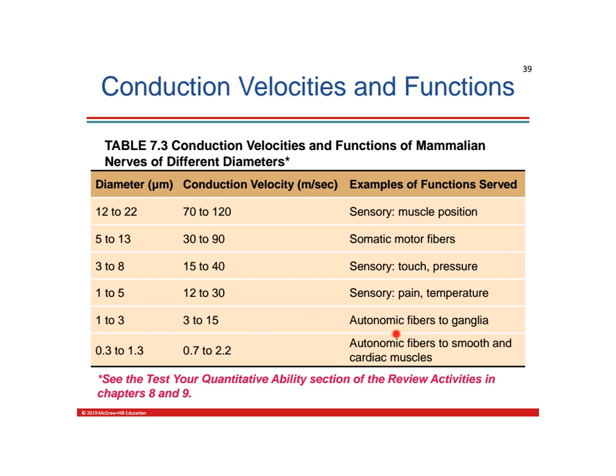The slower would be autonomic fibers moving to ganglia. So remember, the autonomic nervous system is involved in a lot of involuntary processes such as sweating, movement of food through the GI tract, things like that. These processes don't have to be that fast. So they might have a conduction velocity of only 3 to 15 meters per second. And then here we have autonomic fibers going to smooth muscle. So this could be things again like the GI tract, cardiac muscle, which of course is the muscles in your heart. And those can be relatively slow, 0.7 to 2.2 meters per second.